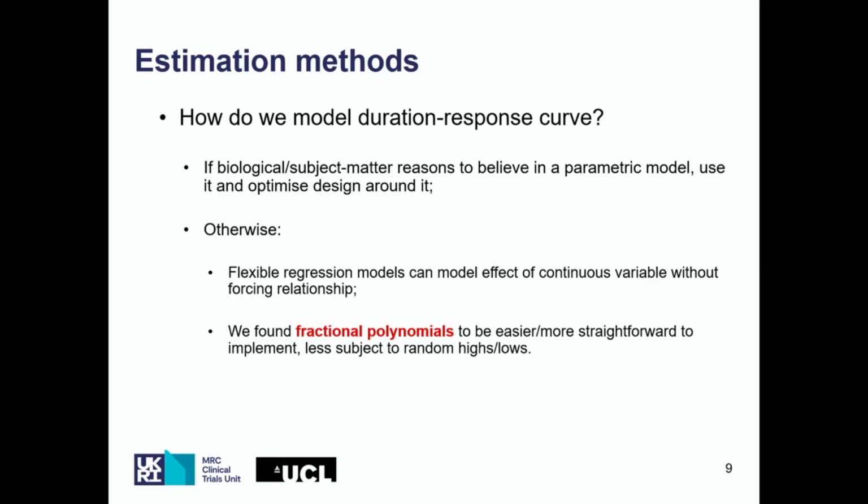Flexible regression models, like, for example, fractional polynomials, can help model the treatment response curve quite well in a variety of possible scenarios. And we found that fractional polynomials are particularly good among the flexible regression models because they're very easy to implement, they're very straightforward, they don't require a lot of choices, and they are less subject to random highs and lows.